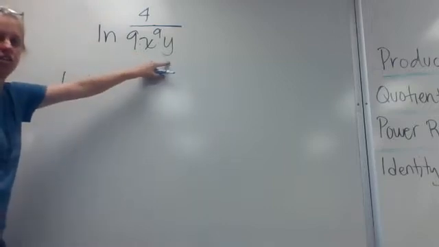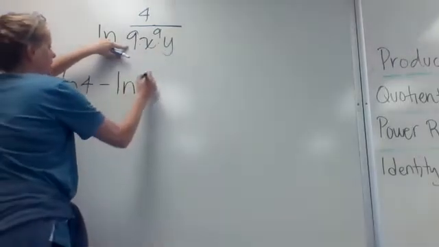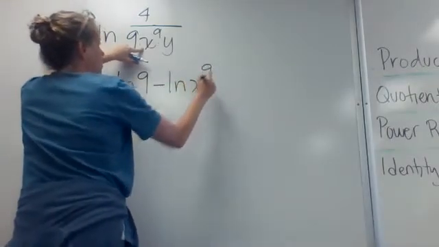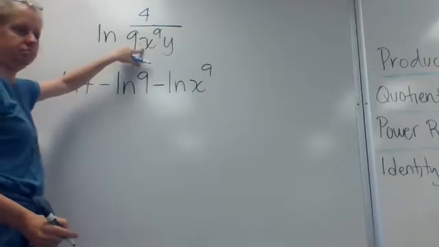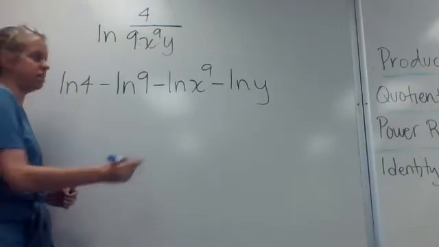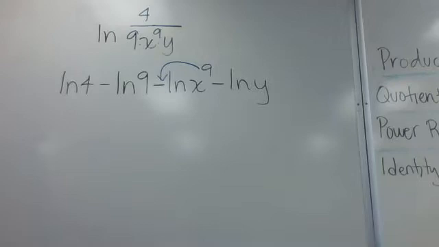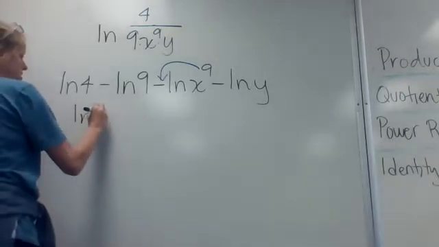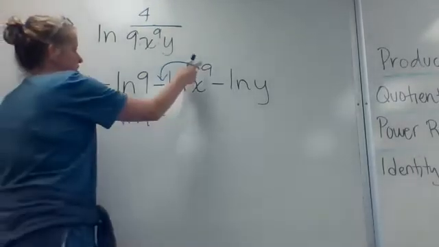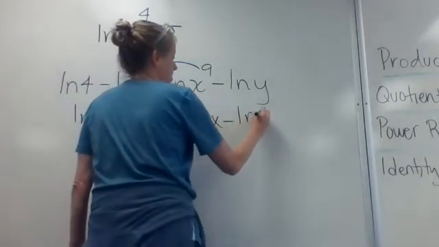minus the rest of the factors are in the denominator, and there's 3 factors down here. So minus ln 9 minus ln x to the 9th minus ln of y. So this one, the only exponent that needs to come down is that 9. So I've got ln of 4 minus ln of 9 minus, bring down my 9 times ln x minus ln y.